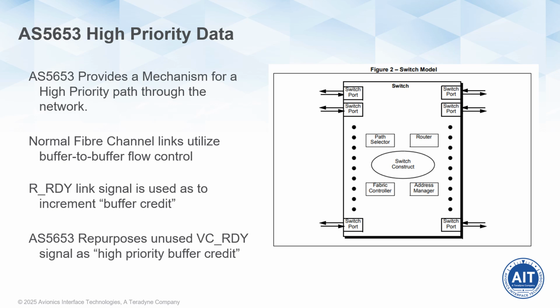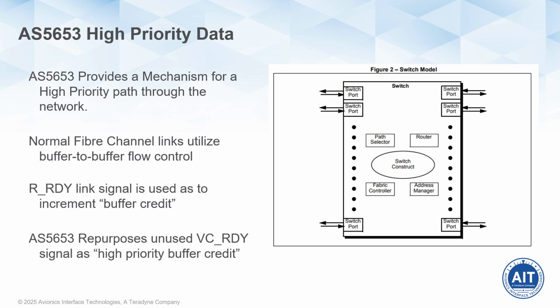AS5653 takes advantage of the fact that recent versions of the Fibre Channel standards have effectively eliminated what used to be referred to as class 4 features. They were just never implemented, and that class 4 traffic had been planned to use a link credit mechanism that was referred to as the VC_RDY, or virtual circuit ready, token. This was fully defined in the standards, but again, it was just never used. So AS5653 repurposes that link credit mechanism as the buffer-to-buffer flow control mechanism for high priority traffic.